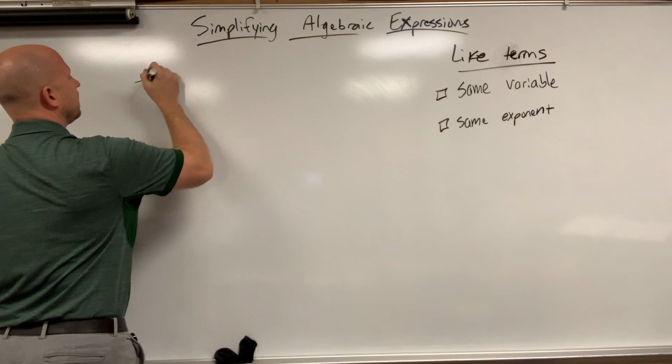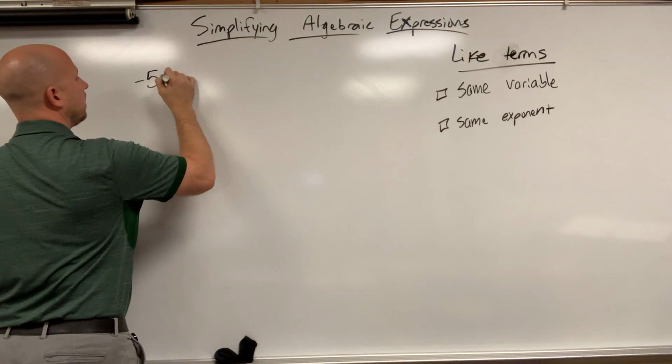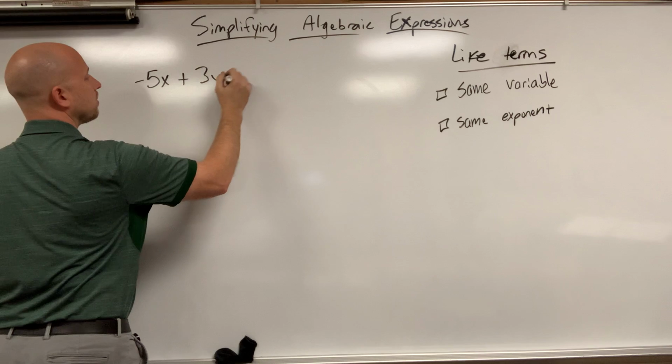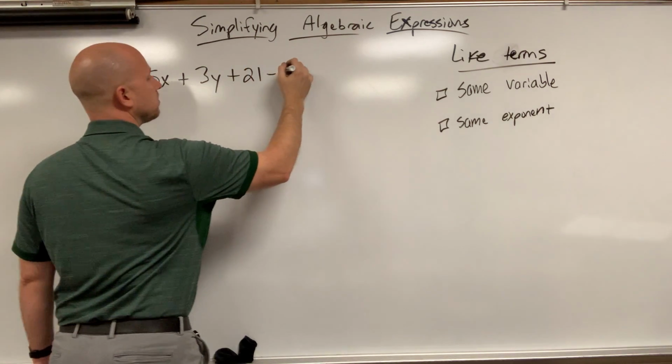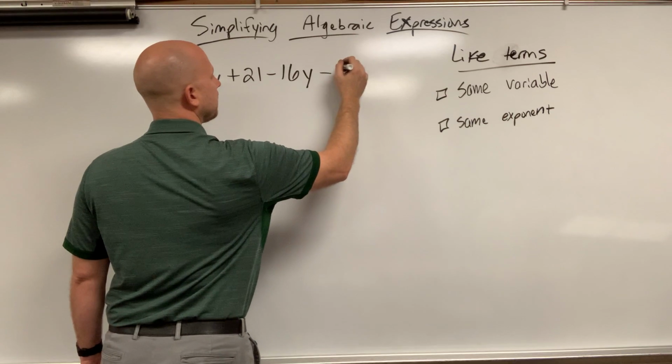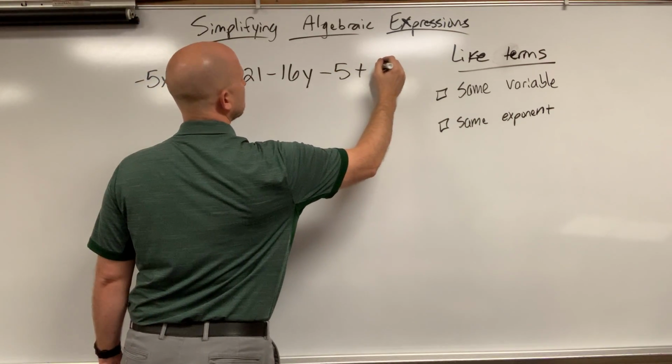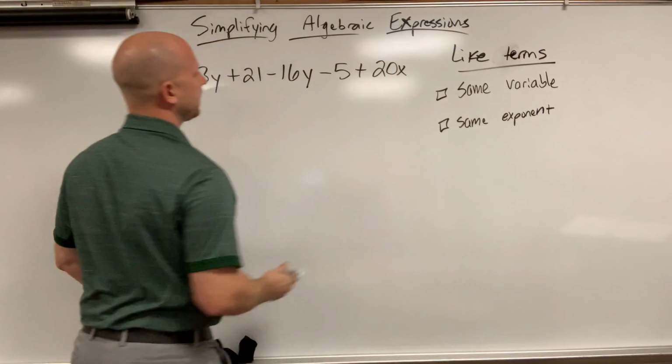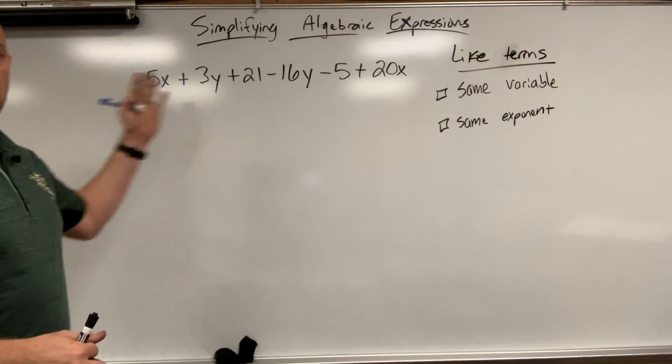Let's go negative 5x plus 3y plus 21 minus 16y minus 5 plus 20x. Okay, so again, a lot of terms here.